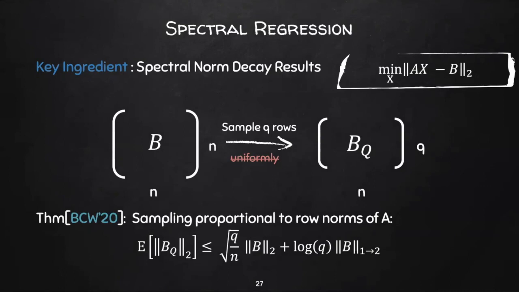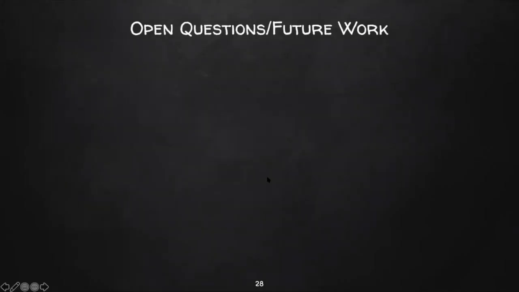We extend this result by showing that uniform sampling is not necessary, and in fact, if we sample rows of B proportional to the row norms of A, we can still obtain a similar guarantee. Note that it is important for us that we are not uniformly sampling, since uniform sampling does not lead to an efficient sketch for this problem. Hopefully, this gives you an idea of the techniques we introduced and inspires you to look at our paper for more details. I'd like to conclude with some open questions and future work.